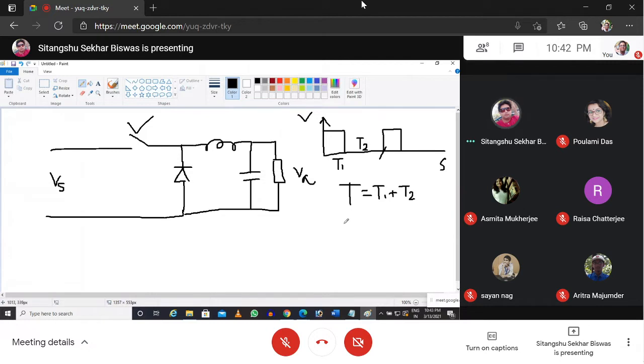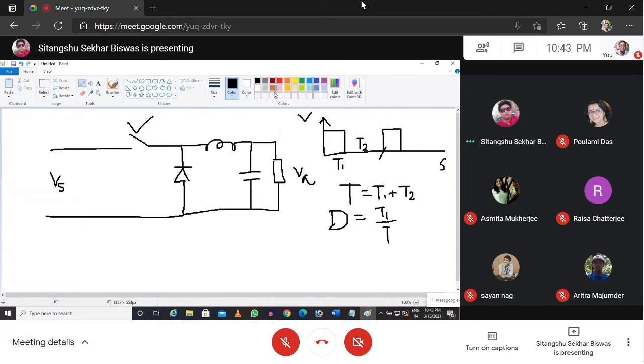Now this duty cycle D is nothing but T1 by T. Okay, this is the duty cycle. That much percentage, that is the duty cycle.